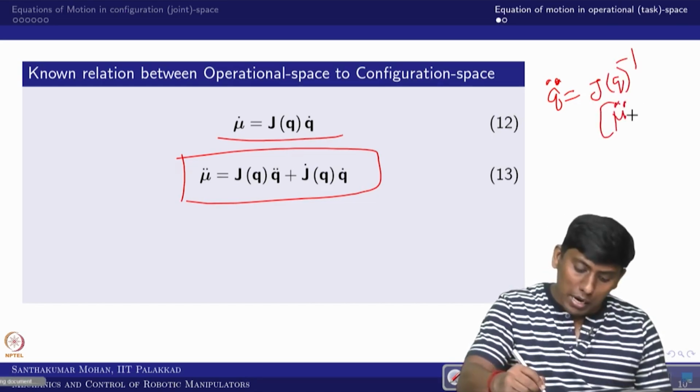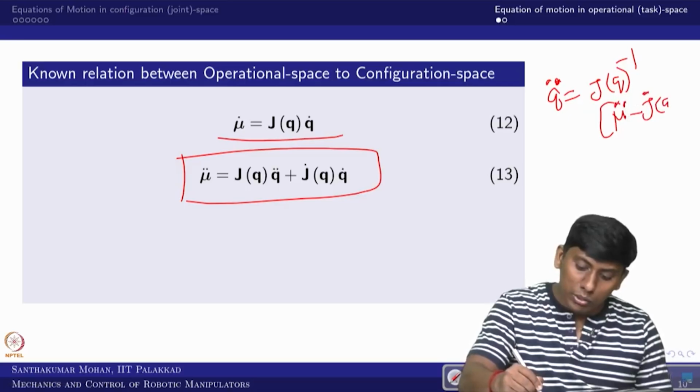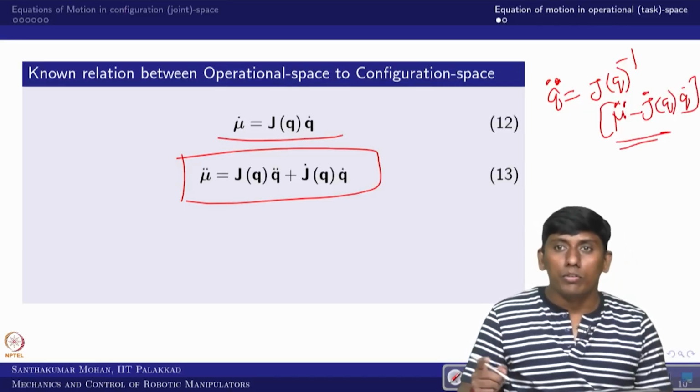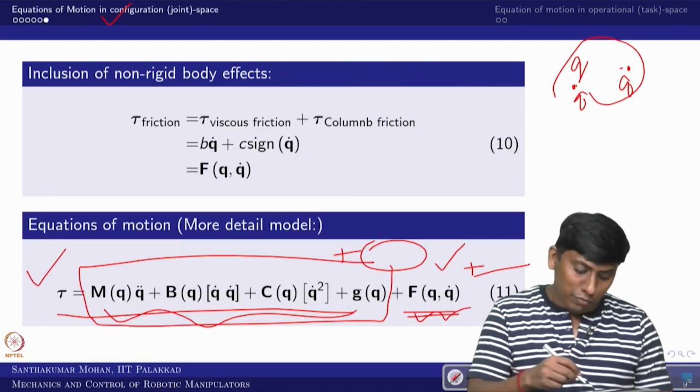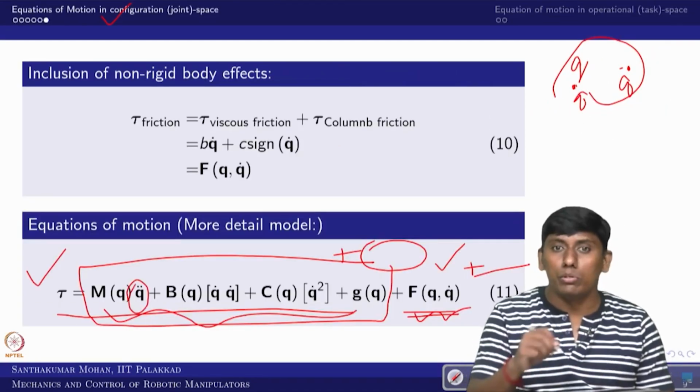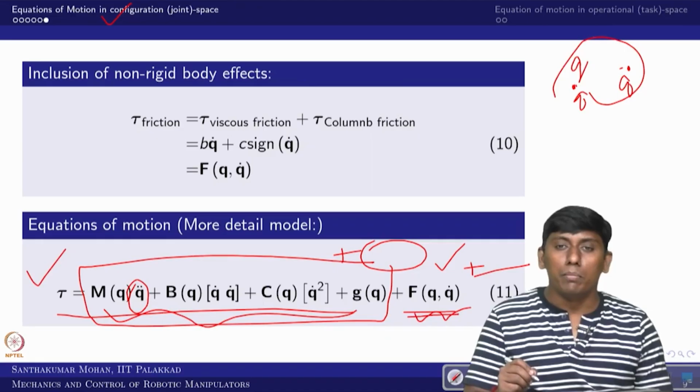Okay. So minus J dot q into q dot is coming as q double dot. So what we derived in the previous equation? In the previous equation we derived a q double dot. We can substitute that into the mu double dot term.